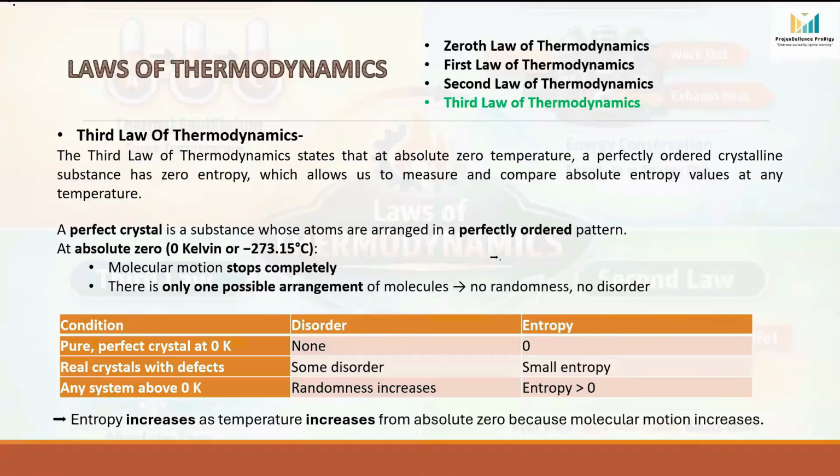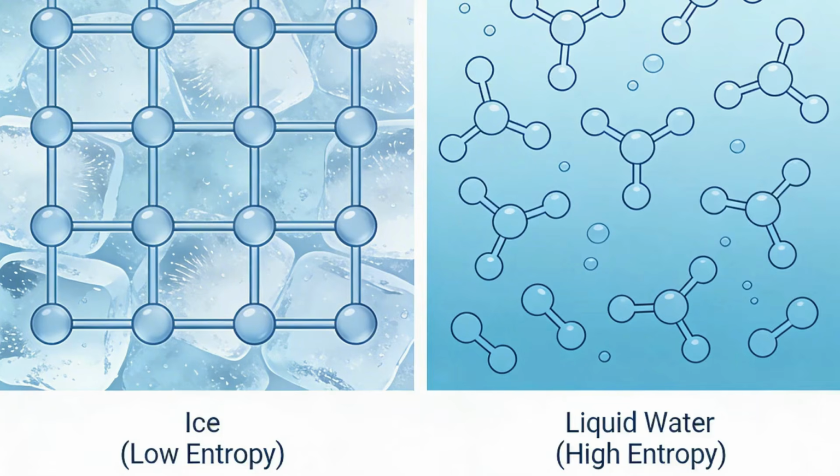Another very common example is ice melting. In an ice cube, water molecules are arranged in a fixed and orderly structure. So ice has low entropy. But when the ice melts and becomes water, the molecules are free to move around randomly. So this increases disorder. So liquid water has higher entropy than ice.